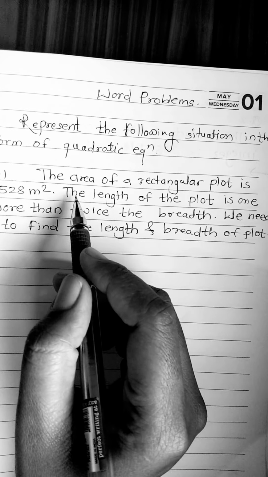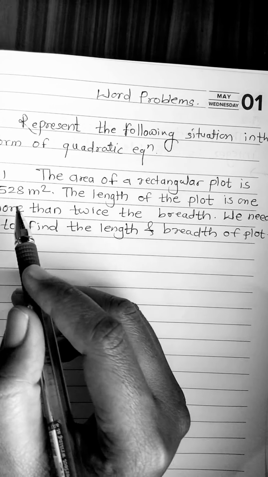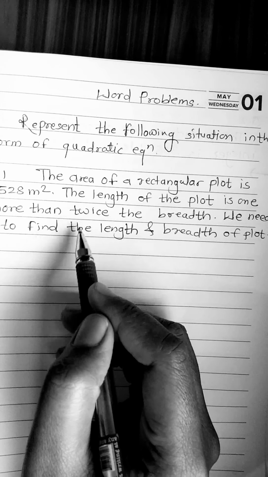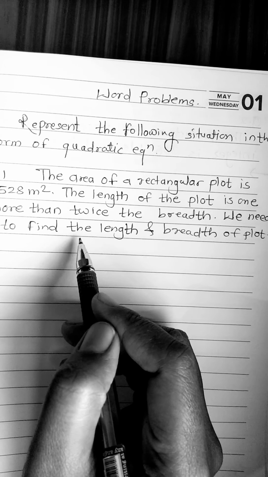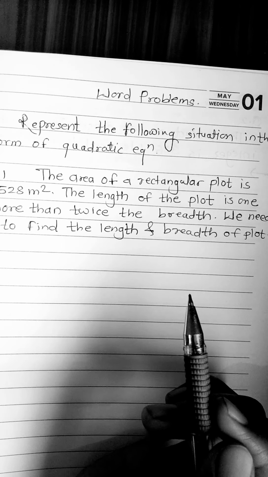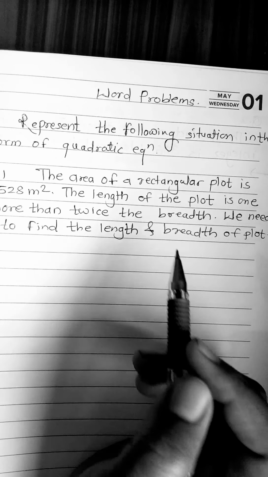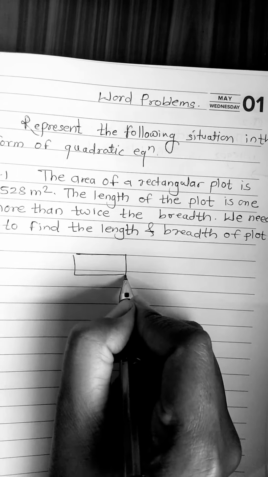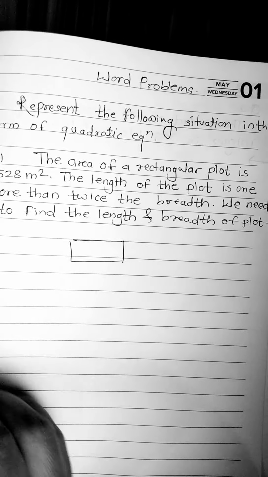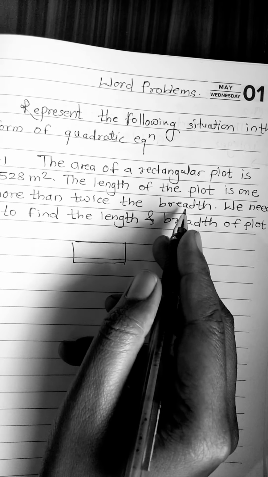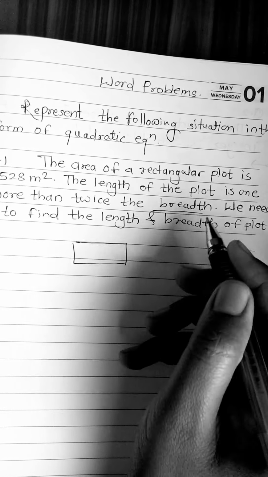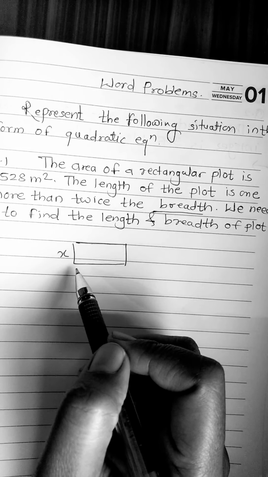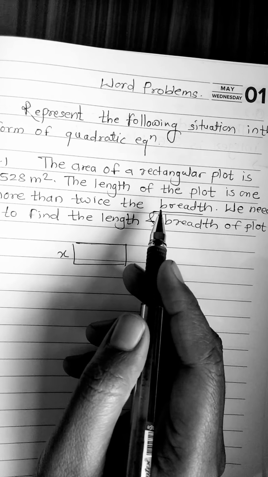Question number 1: the area of a rectangular plot is 528 meters square and the length of the plot is 1 more than twice the breadth. We need to find the length and breadth of the plot. In the given example, the plot is rectangular. Suppose the breadth of this rectangular plot be x.